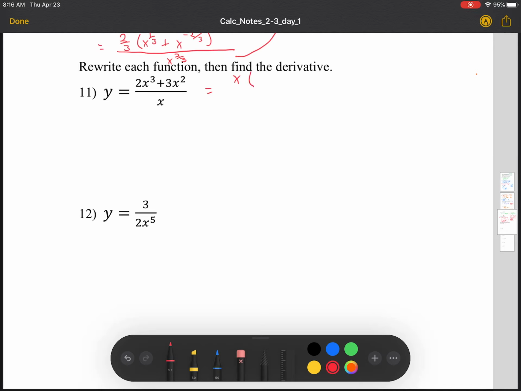What I'm seeing here is that this is equal to pulling an x out. Just pull one x out. You can pull two, but if you just pull one x, you can get 2x squared plus 3x all over x. Now look, you can simplify, crossing those x's out. So now you're just taking the derivative. When you do your y prime of just that, you're stuck with 4x plus 3.